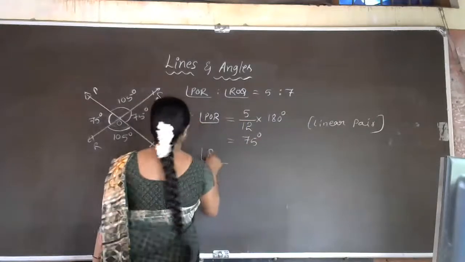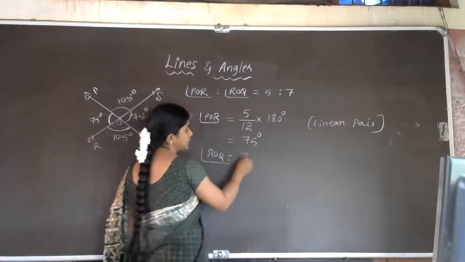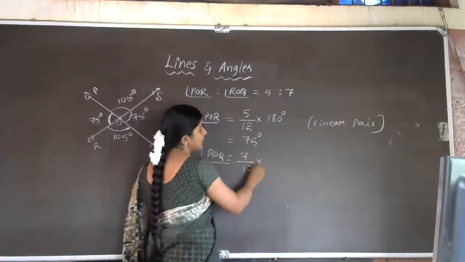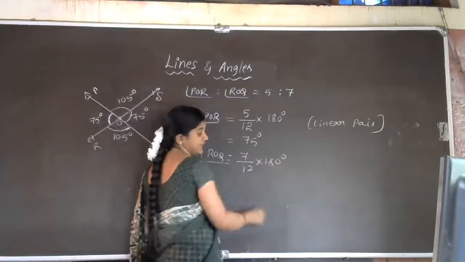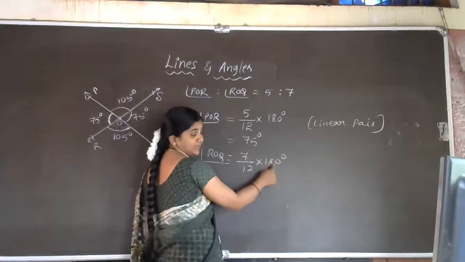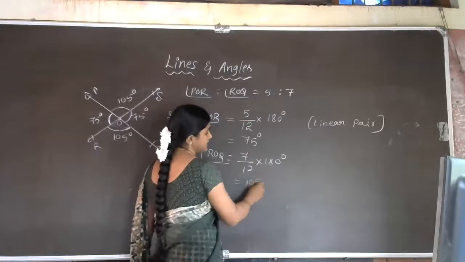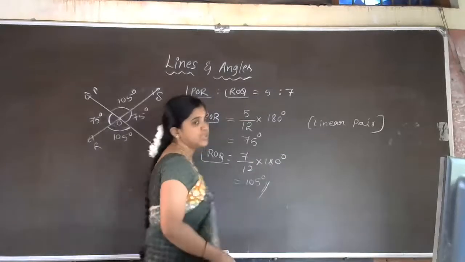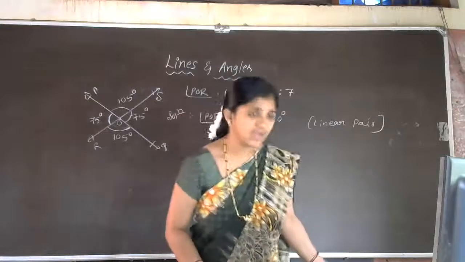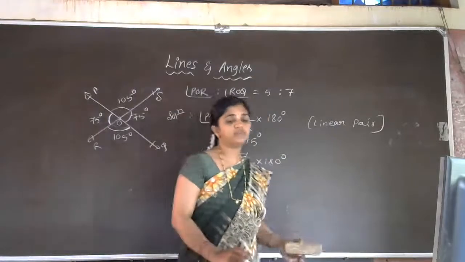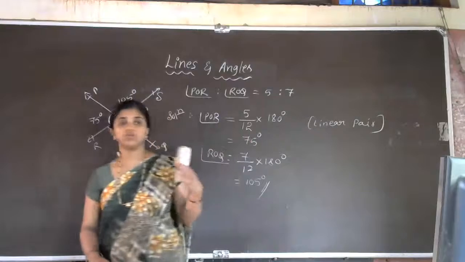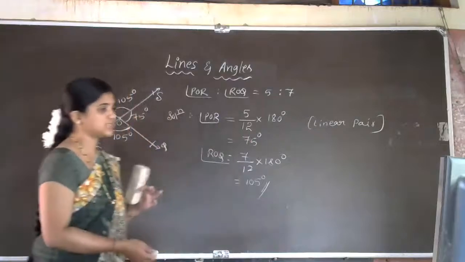In the same way, ROQ is equal to 7 out of 12 into 180 degree. 7 by 12 of 180 degree. So they got the answer 105 degree. So they have used this method. Which method is comfortable for you? That method you can use for the problem. Can we go to the next question now?